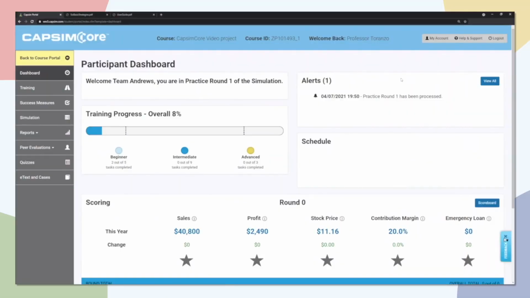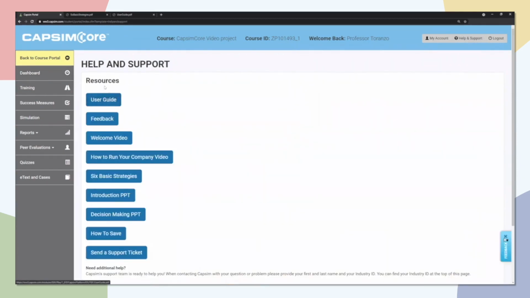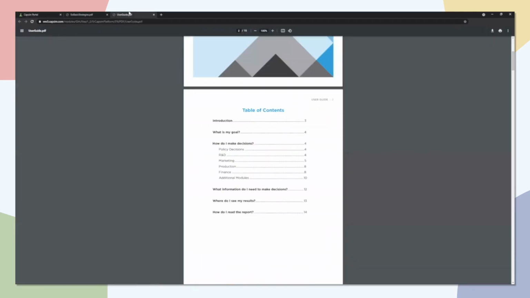In CapsimCore, we actually provide you with a few different resources that you can take a look into. Starting with your dashboard page, if you go over here to the help and support menu, you can find a little bit more information in the user guide, which is this document right here. As you can see, it provides you with some very clear information on what the goal is and how to make decisions, and additional information that you need to make these decisions.